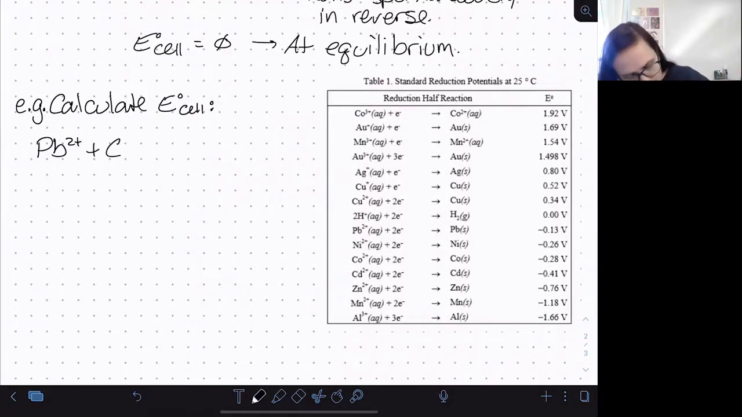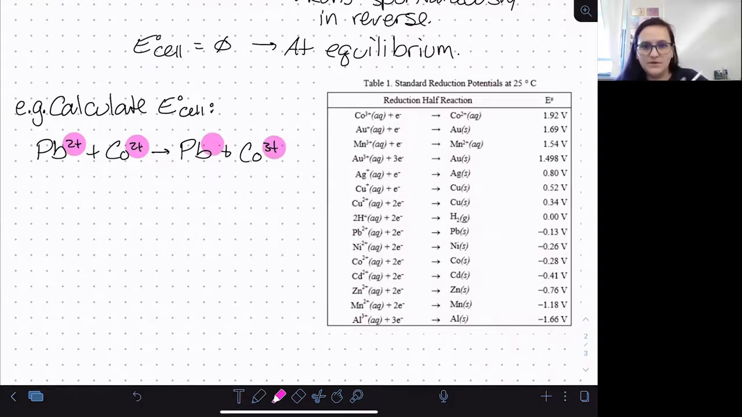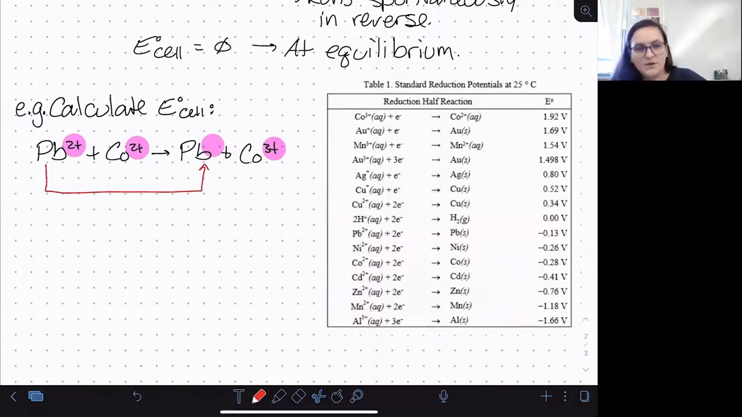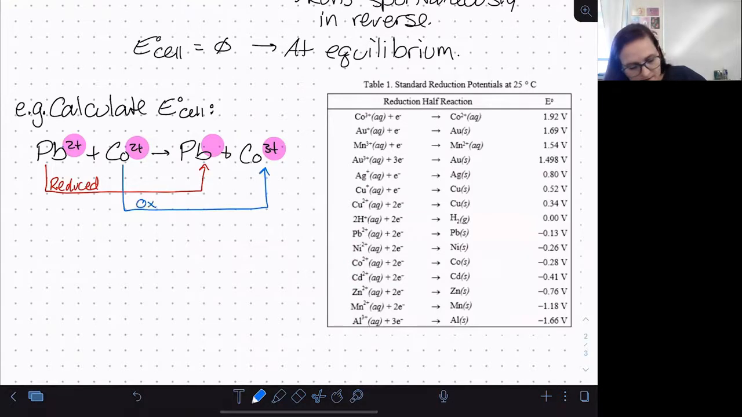So let's say we have lead 2+ reacting with cobalt 2+ to produce lead and cobalt 3+. What we need to recognize here is what is being oxidized and what is being reduced, based on the oxidation numbers. In this example, we just have monatomic ions, so our oxidation numbers are just equal to our charges. So we have plus 2 for the lead, plus 2 for the cobalt, 0 for the lead, and plus 3 for the cobalt. So we can see that our lead is being reduced from a plus 2 oxidation state to a 0 oxidation state, and cobalt is being oxidized from plus 2 to plus 3.